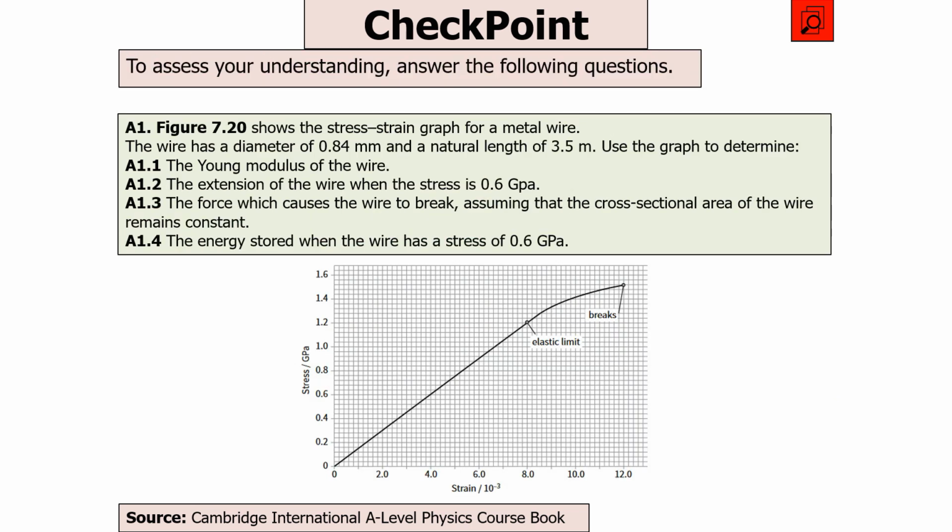The next question says, figure 7.20 shows the stress strain graph for a metal wire. The wire has a diameter of 0.84 millimeters and a natural length of 3.4 meters. Use the graph to determine the Young modulus of the wire, the extension of the wire when the stress is 0.6 gigapascals, the force which causes the wire to break assuming the cross-sectional area of the wire remains constant, and the energy stored when the wire has a stress of 0.6 gigapascals. So pause the video now, then unpause the video when you want to go through your answer.